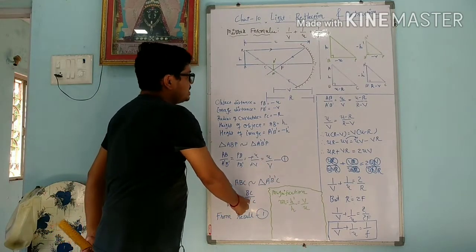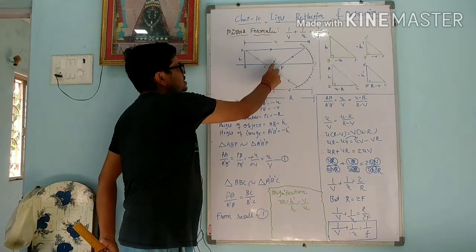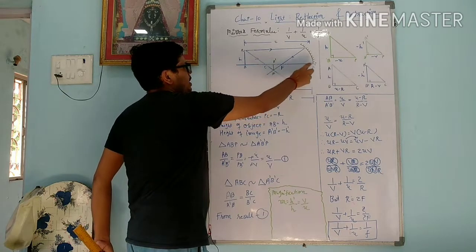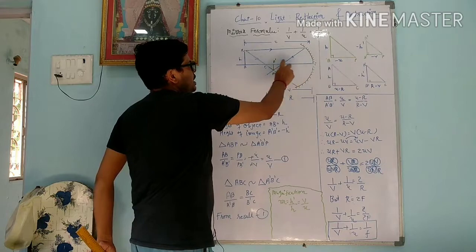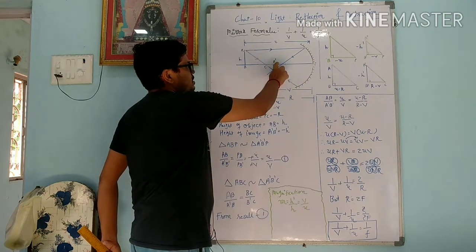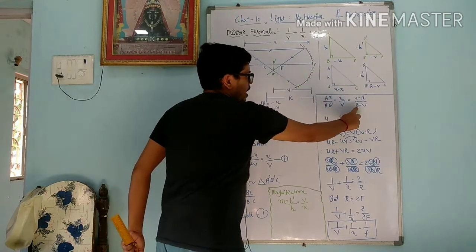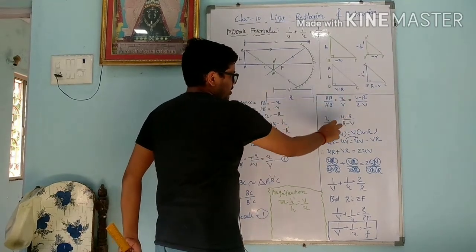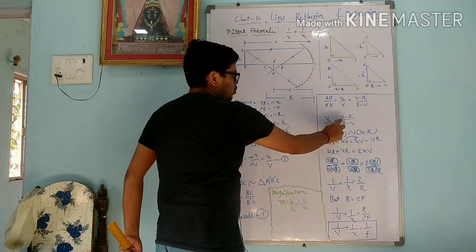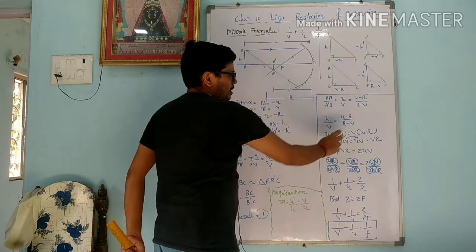Now we have to write B dash C. B dash C is nothing but PC minus PB dash. PC is what here? R, and PB dash, that is the image distance, so that is V. So we can write R minus V. So B dash C we can write R minus V. Now we can write the equation U upon V equals to U minus R upon R minus V.